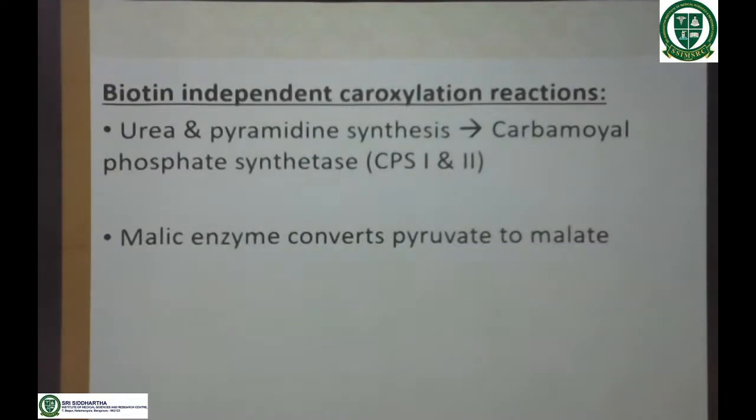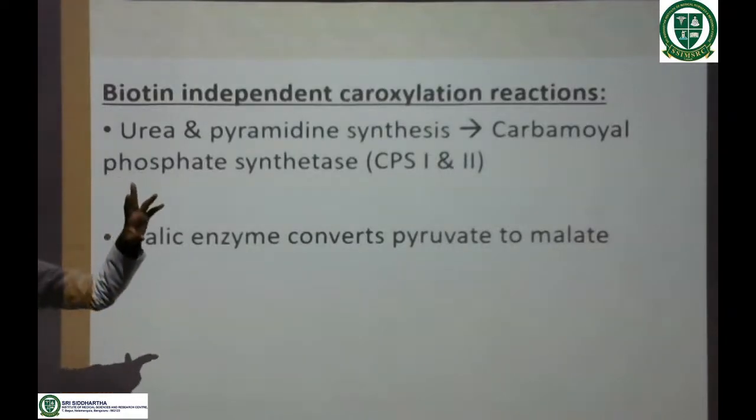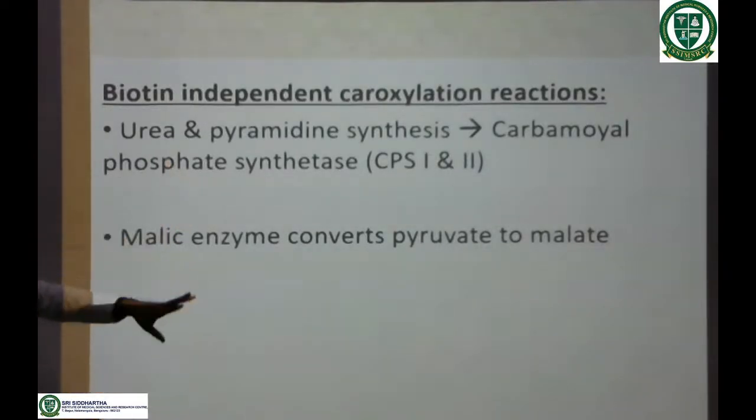As I told you, not all the carboxylase enzymes are dependent on biotin. There are other two enzymes in our body which are independent of biotin, that is carbamoyl phosphate synthase or else malic enzyme. These are the two carboxylation reactions which are independent of biotin. You have to remember two names: carbamoyl phosphate synthase, and the second important enzyme is malic enzyme. So these are the two biotin independent carboxylation reactions.